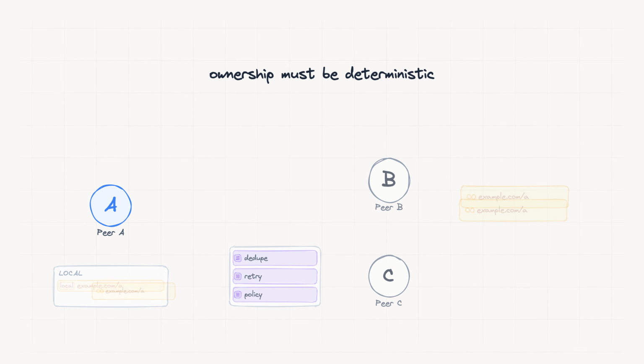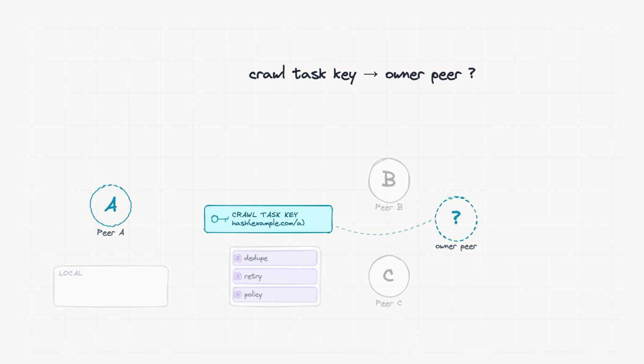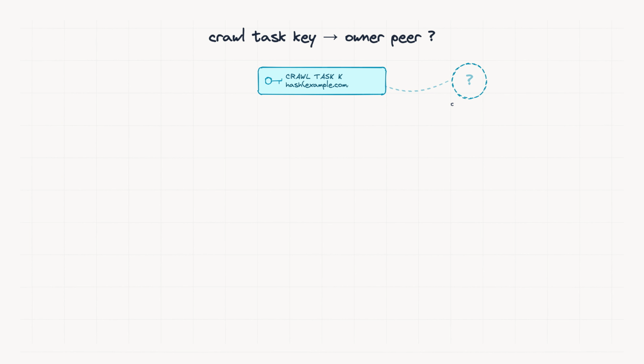The rule has to be deterministic. Given the same crawl task, every peer in the network should be able to compute the same owner. Peer A might discover the URL, but it may only be the messenger. The owner is whoever owns the key. That's the lookup we need. Given a crawl task key, which peer owns it? No central coordinator. How do we answer that?